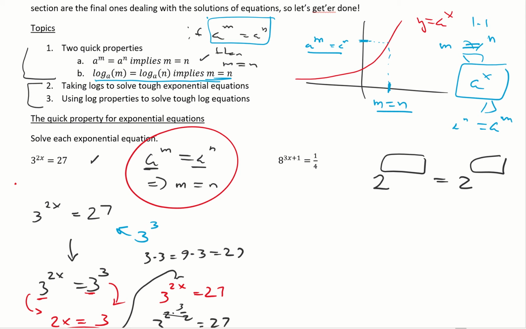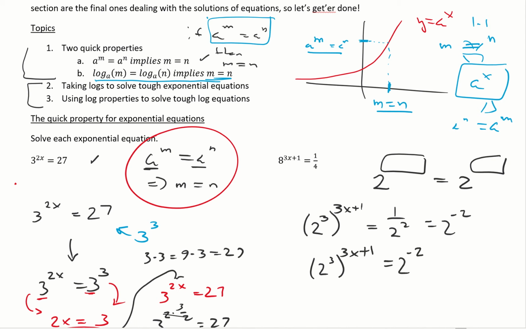So you paused it, assuming we paused it, right? Okay. So what I see is 8. 8 is 2 cubed. And then it's taken to the 3x plus 1 power. On the other side, I see 1 over 2 squared. Another name for that is 2 to the negative 2. Okay, so we're looking at 2 cubed to the 3x plus 1 is equal to 2 to the negative 2.